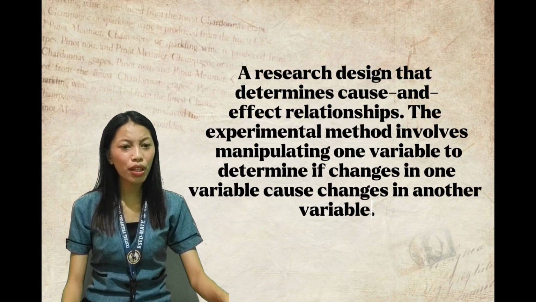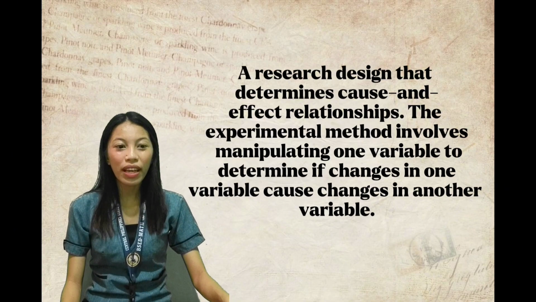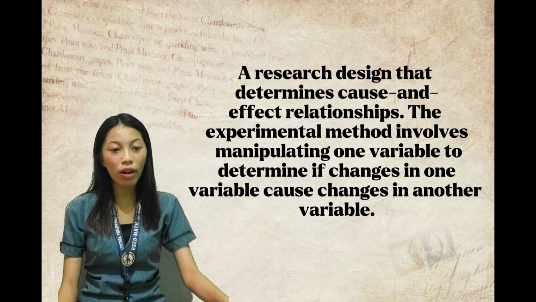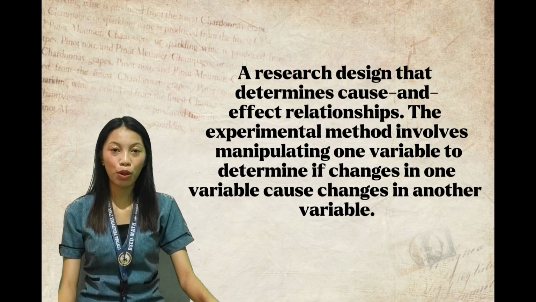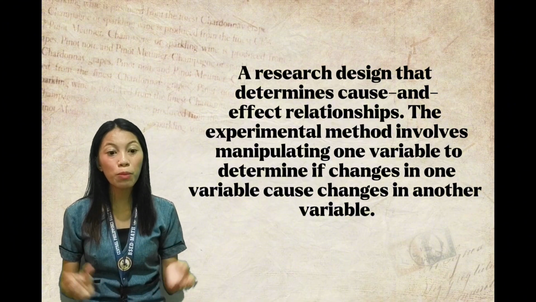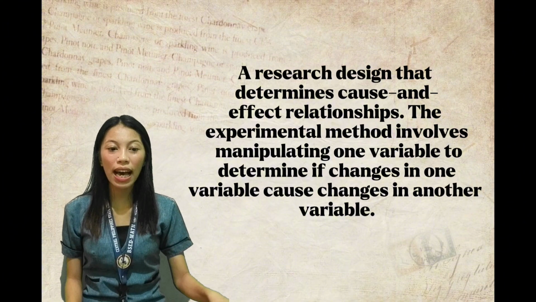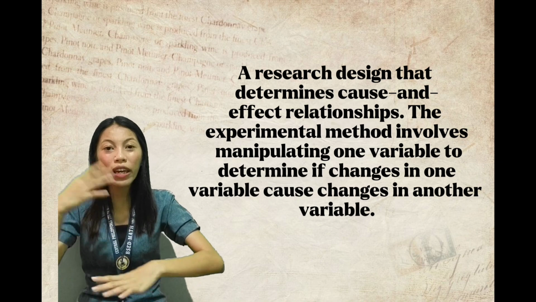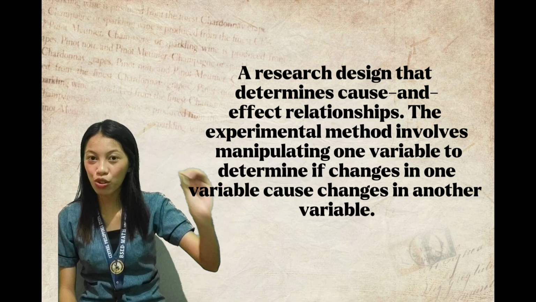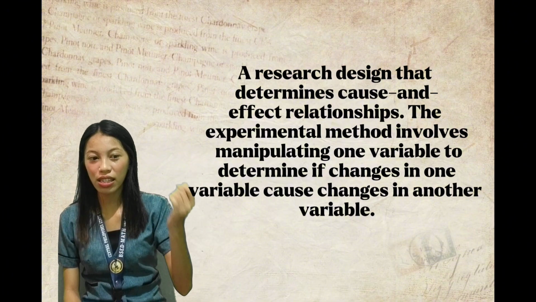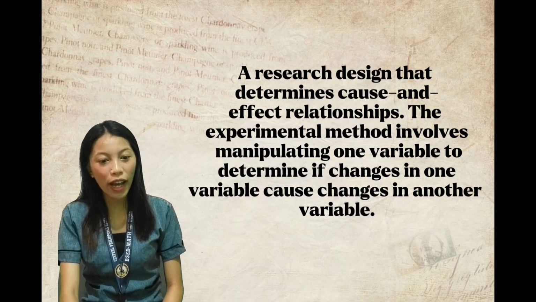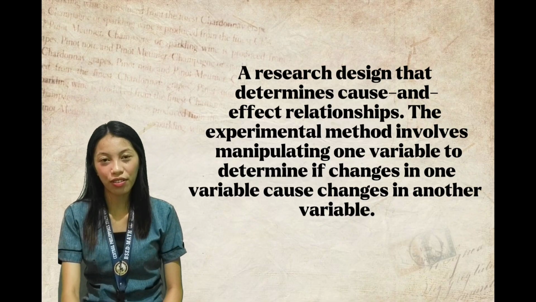A research design that determines cause and effect relationship. The experimental method involves manipulating one variable to determine if the changes in one variable cause changes in another variable. Experimental study is a type of research where the researcher changes or manipulates one variable to see how it affects another variable. So if we compare the correlational and the experimental, correlational is the relationship and the experimental is the cause and effect. In simple words, it studies the test of cause and effect. It tries to find out if one thing causes another.